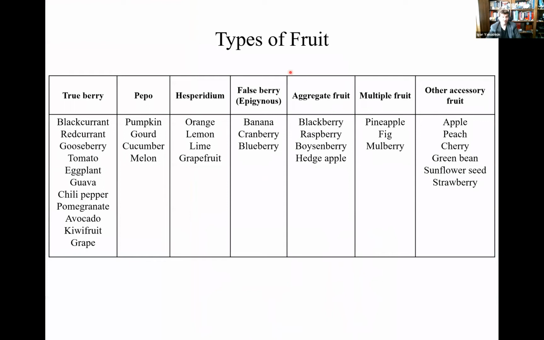So types of fruits, don't have to worry about that. Don't have to worry about the berry, pepo, hesperidium. Don't have time to go into why exactly banana is not really a berry. Well, banana is technically a berry, but it's a false berry. Blueberry is not a blueberry. It should be called scientifically a blue false berry. Cranberry is not a berry, technically speaking. It's a false berry.